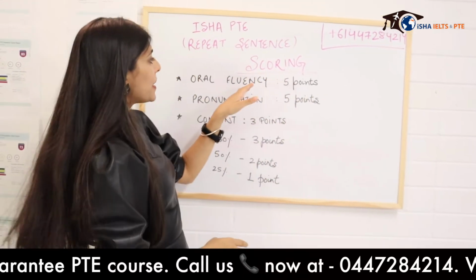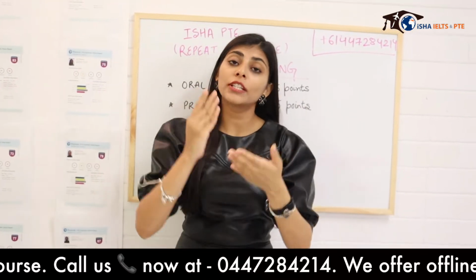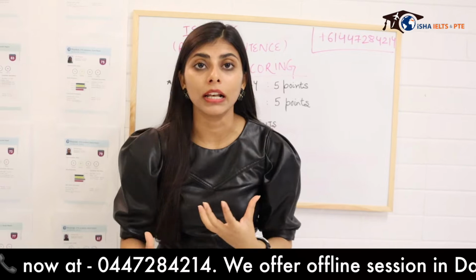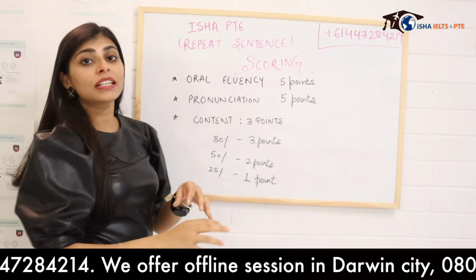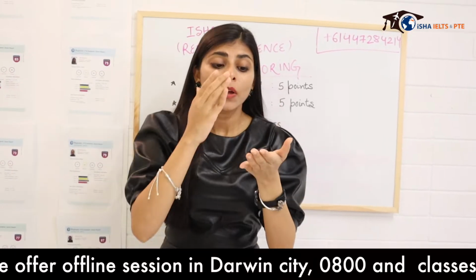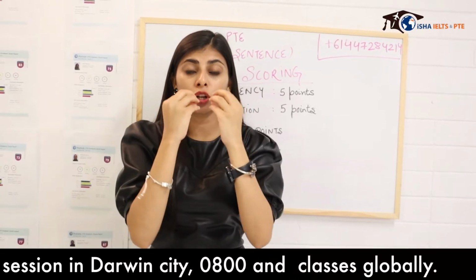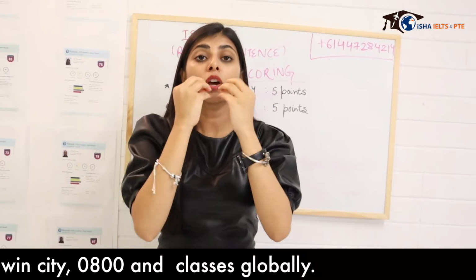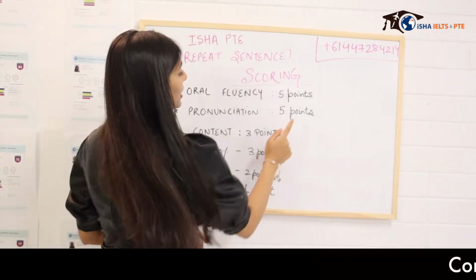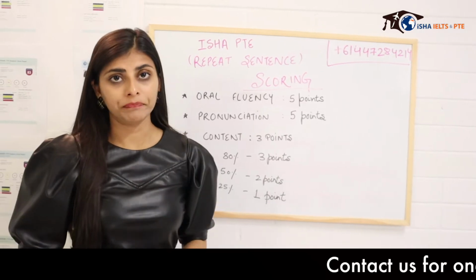So what I mean by fluency is that you need to be super smooth, you need to be continuous, you should not fumble. And what I mean by pronunciation is that you need to speak clearly. Every word should be clear. You should speak loudly. Your mouth should be open when you are speaking, and there should be focus on every word that you are speaking to get the 5 points for pronunciation.